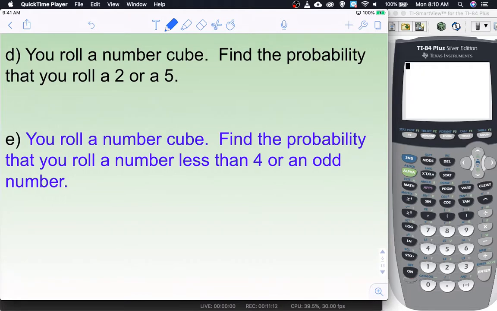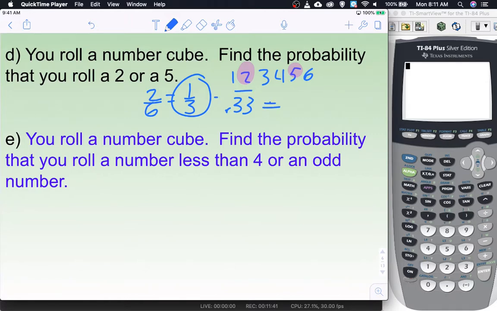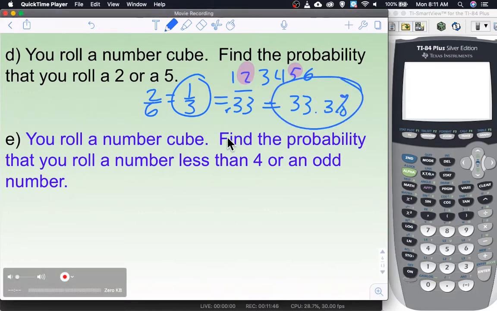Okay, a few more. You roll a number cube. Again, that's a dice. Find the probability that you roll a 2 or a 5. 1, 2, 3, 4, 5, 6. There's my 2. There's my 5. That is only 2 out of the 6 possible things that could have happened. So that's a 1/3, which I haven't done a decimal in a while. 0.33 repeated, which equals 33.3%. Okay, so I still can do those things. I just, for now, I've been sticking with fractions.